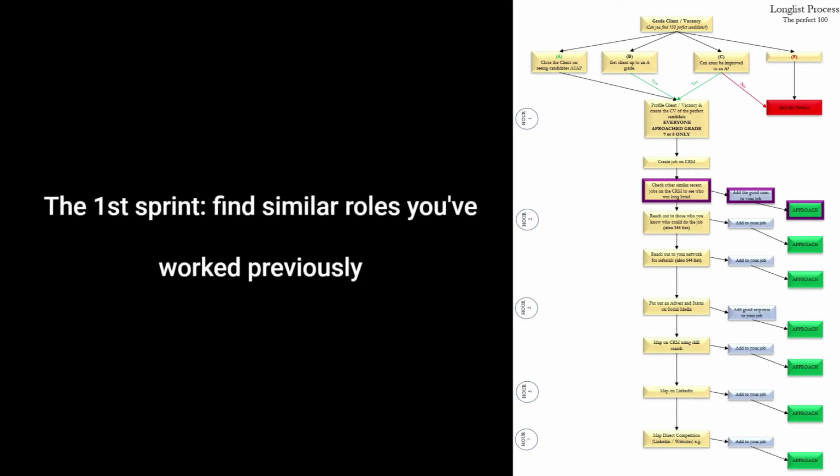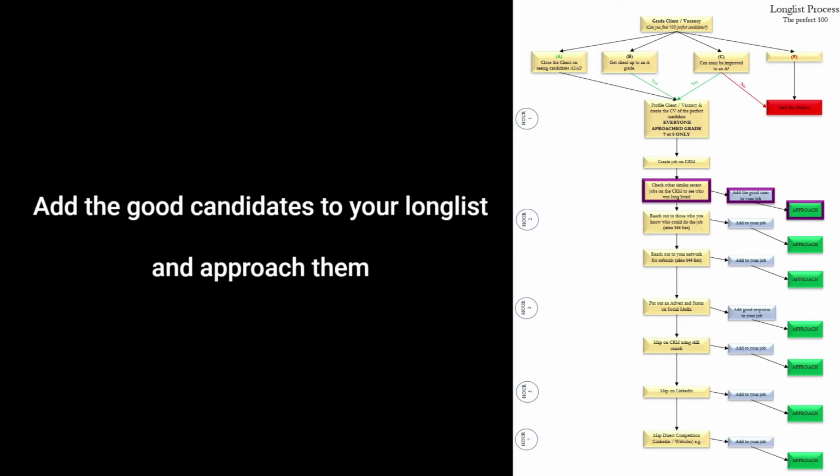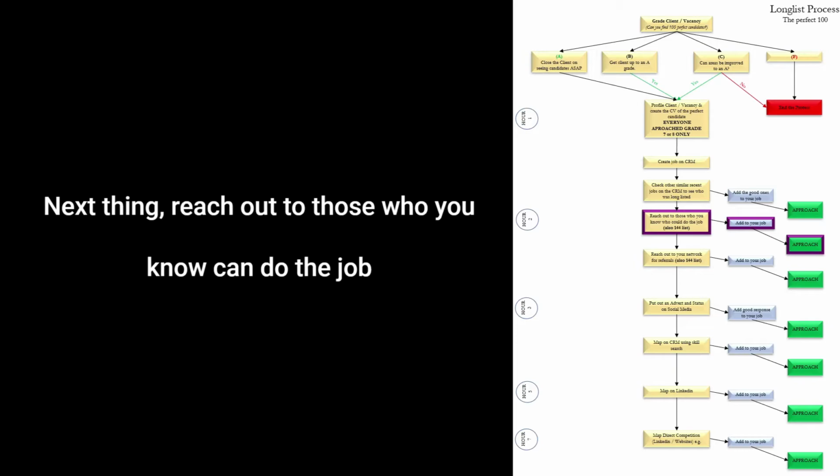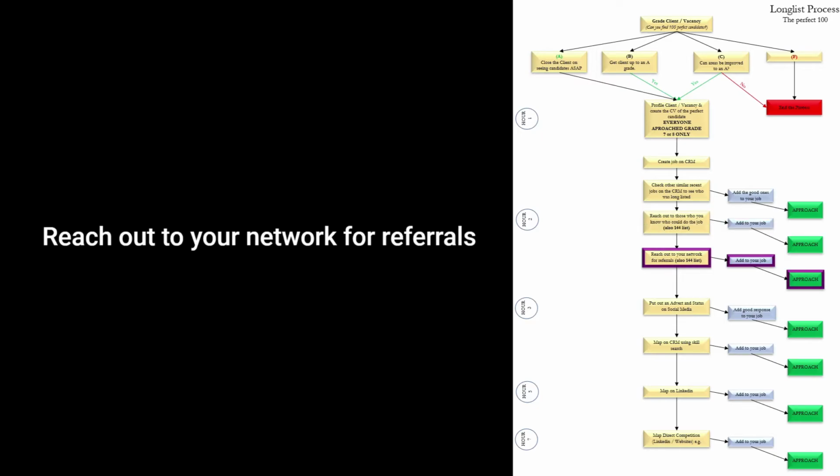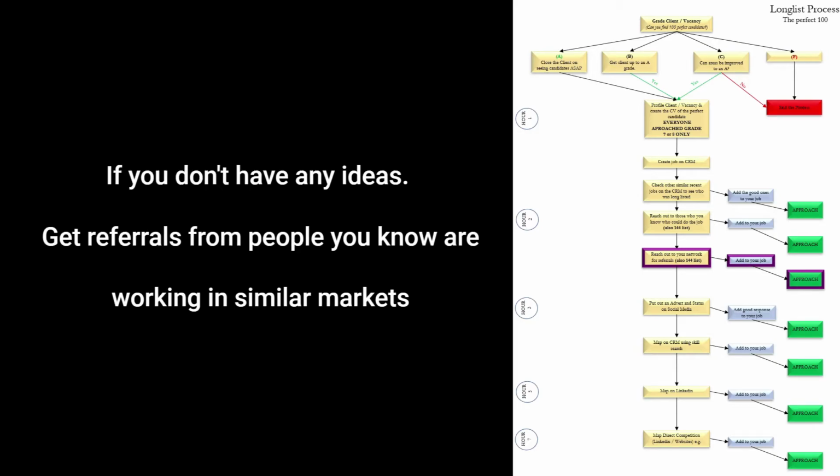So in this instance, the first sprint is find similar roles that you've worked previously, add those good ones to your long list, to your job, and then approach them. The next thing is reach out to those who you know could do the job, probably people on your 144 list. Reach out to them, add them to your job, approach them. Dead simple. Again, reach out to your network for referrals. If you don't have any ideas, pick up the phone.